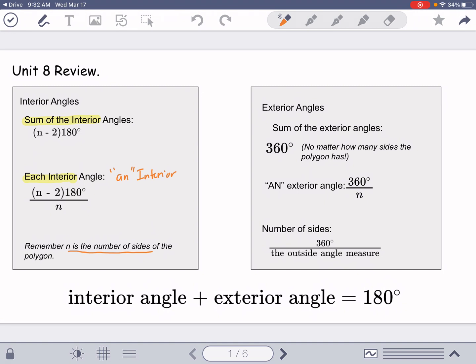One last thing you want to remember is that if you have an interior angle and you have an exterior angle, when you add those two angles together, it will equal 180 degrees. So those are some helpful formulas that you're going to need to know.